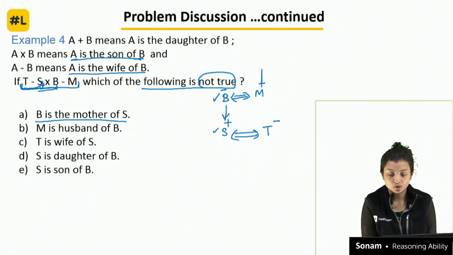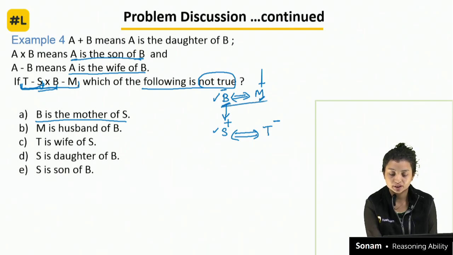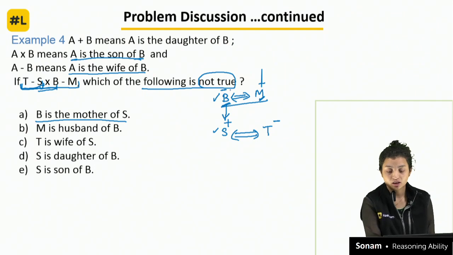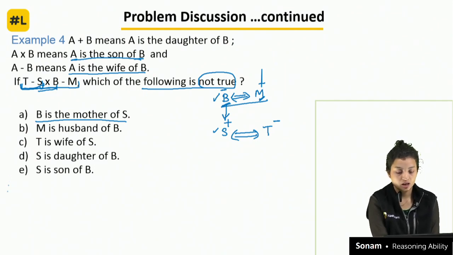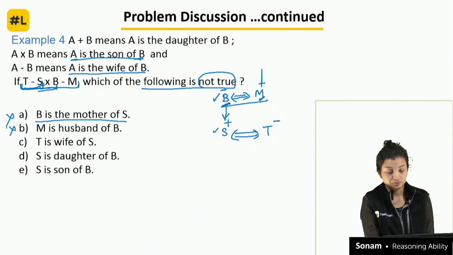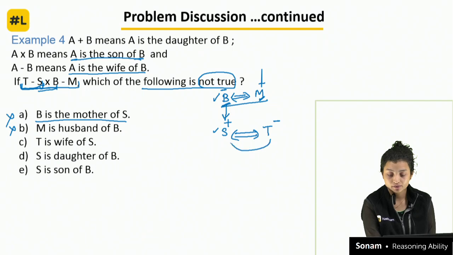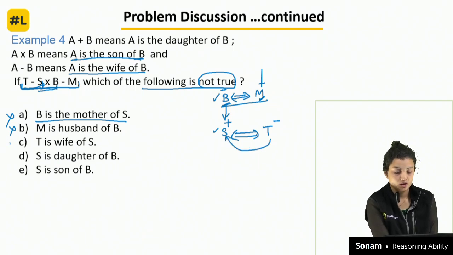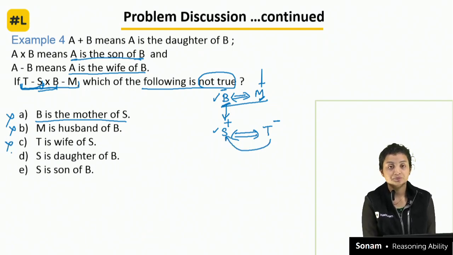M is husband of B. Yes, M is husband of B, isn't it? We have looked into the diagram. M is male, B is female. So M is husband of B. So this also cannot be my answer. Third option, T is wife of S. Yes, obviously. So this cannot be also my answer.